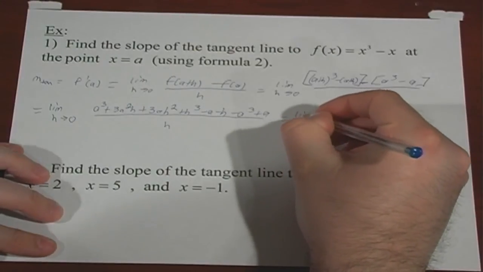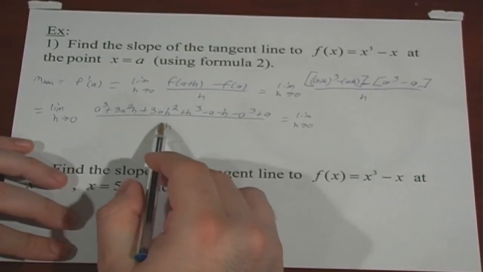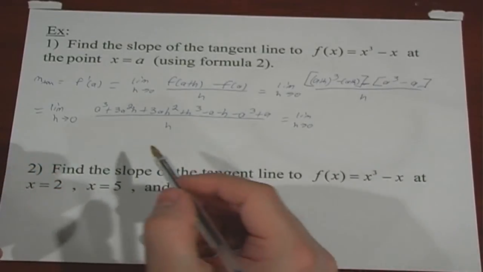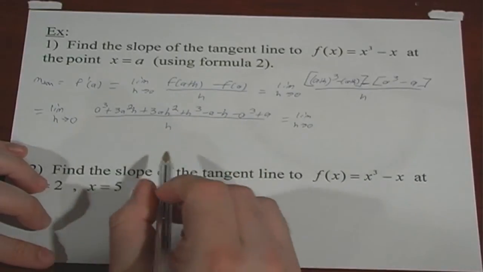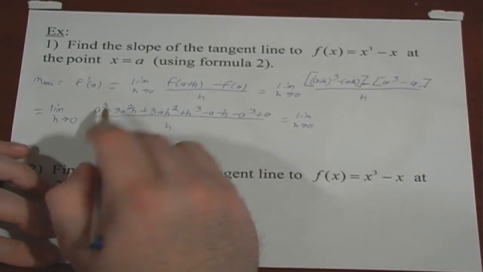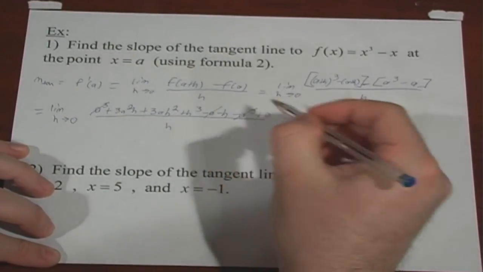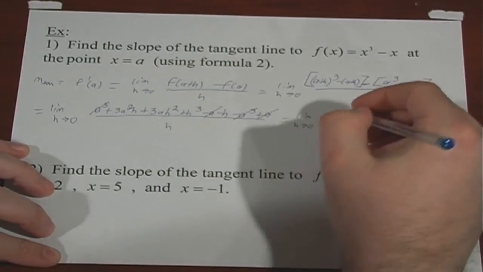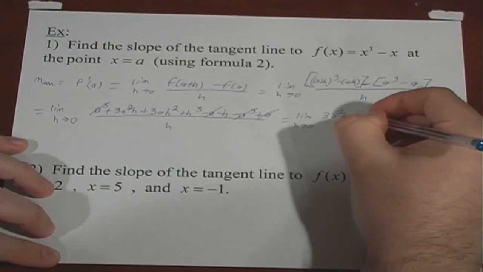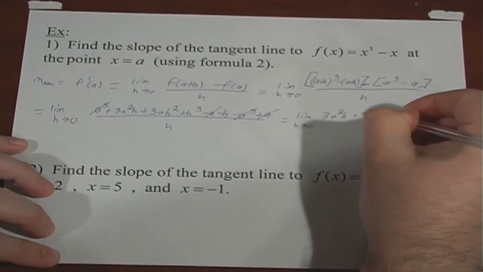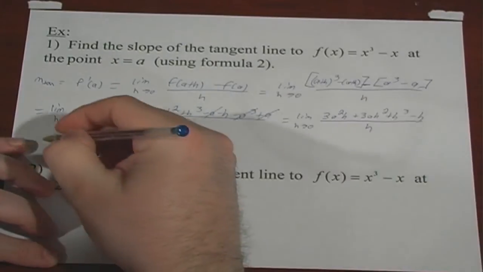Now I want you to see, what's the problem? I want to plug in 0 for h. I can't because there's an h down there, so I'm hoping eventually it cancels. First thing to notice is up on top, a lot of the terms have h's in them, but the terms that don't have h's in them cancel. You see this a cubed cancels with this minus a cubed here, and this minus a cancels with the plus a, and everything else up on top has an h in it. Let me go ahead and rewrite it again. 3a squared h plus 3ah squared plus h cubed minus h all over h.